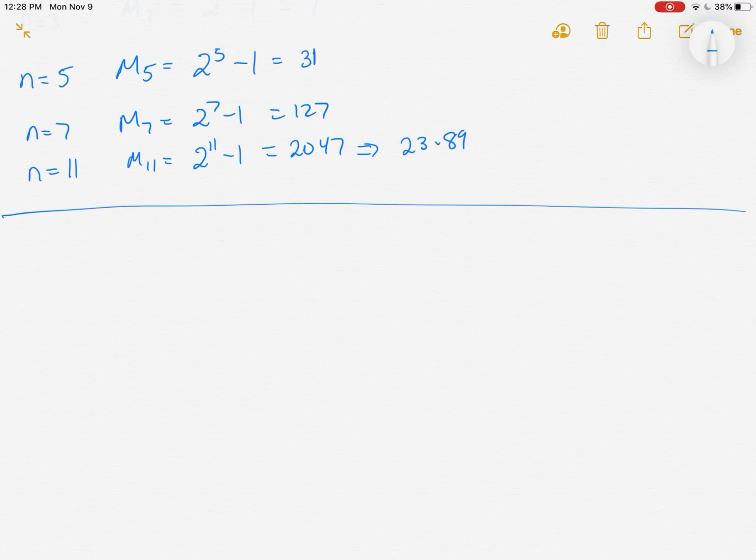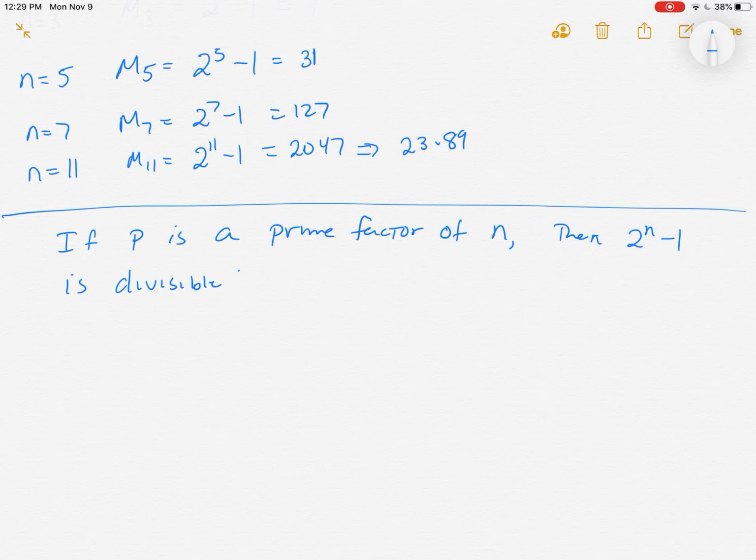And here's what's stated in the book, and they use it in the homework as well. They say this: if p is a prime factor of n, then 2 to the n minus 1 is divisible by 2 to the p minus 1. So very interesting concept here, 2 to the p minus 1. So they're obviously picking composites.